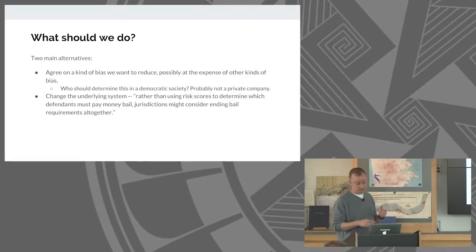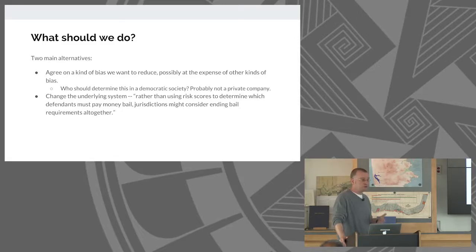So I'm almost done. What should we do about this? Well, one thing we could do is we could agree on the type of bias that we want to reduce, possibly at the expense of other kinds of bias. So we could decide we care about equal opportunity or we care about demographic parity. But if we care about one, we have to not care as much about the other. And then there's the following question, which is who gets to decide? I think most of us would probably agree that it's not a private company like Northpoint, even if their intentions were good. It should probably be a discussion amongst citizens.